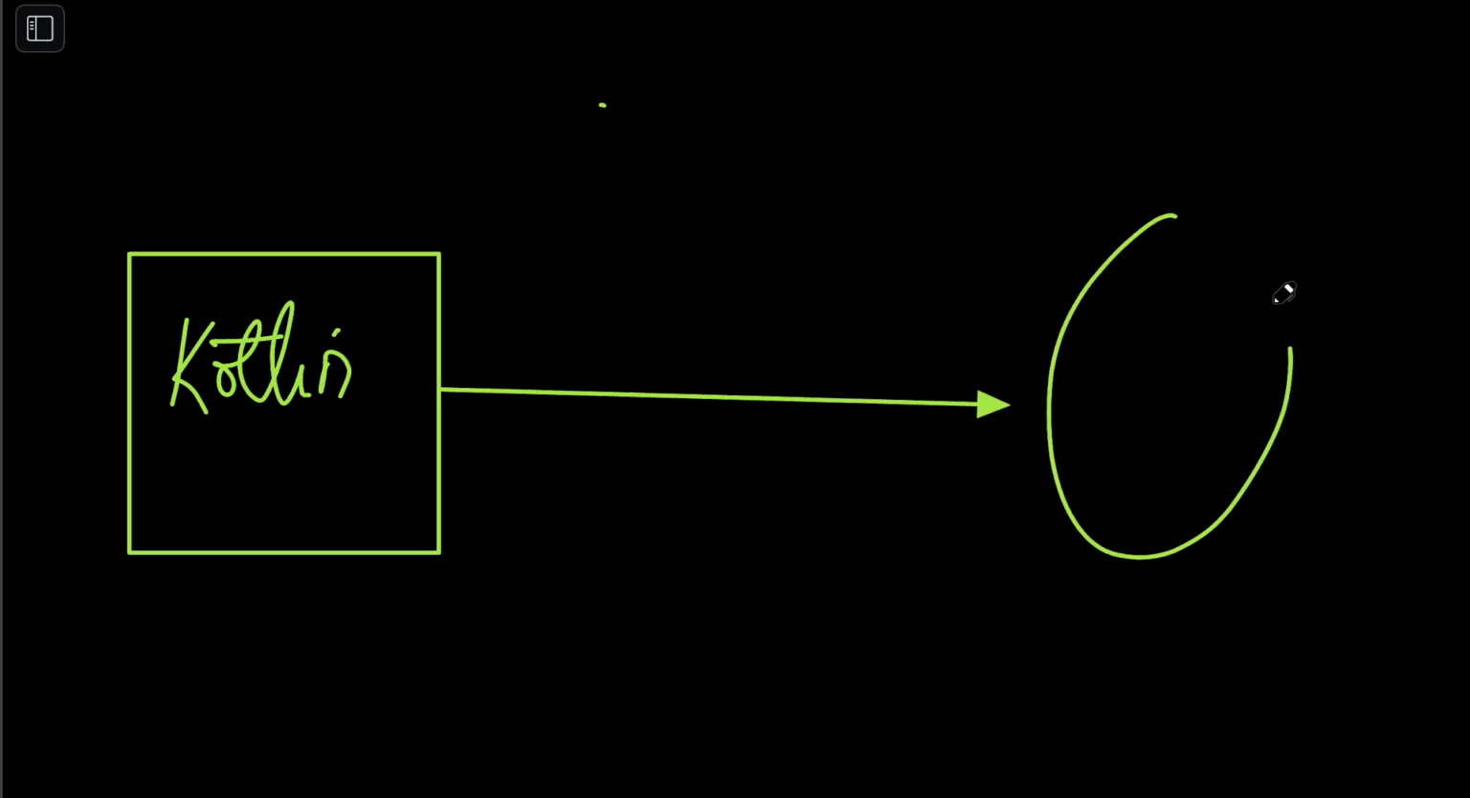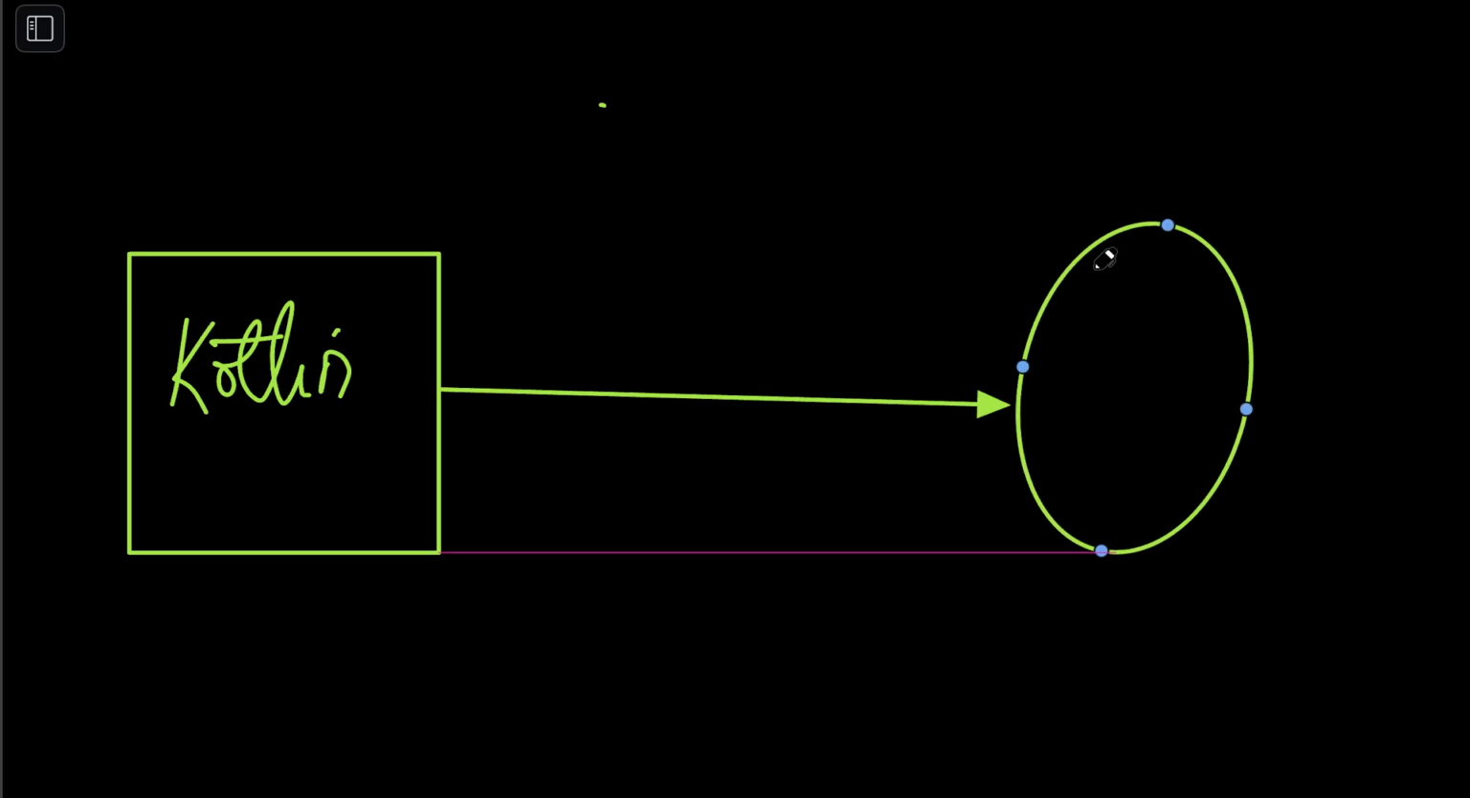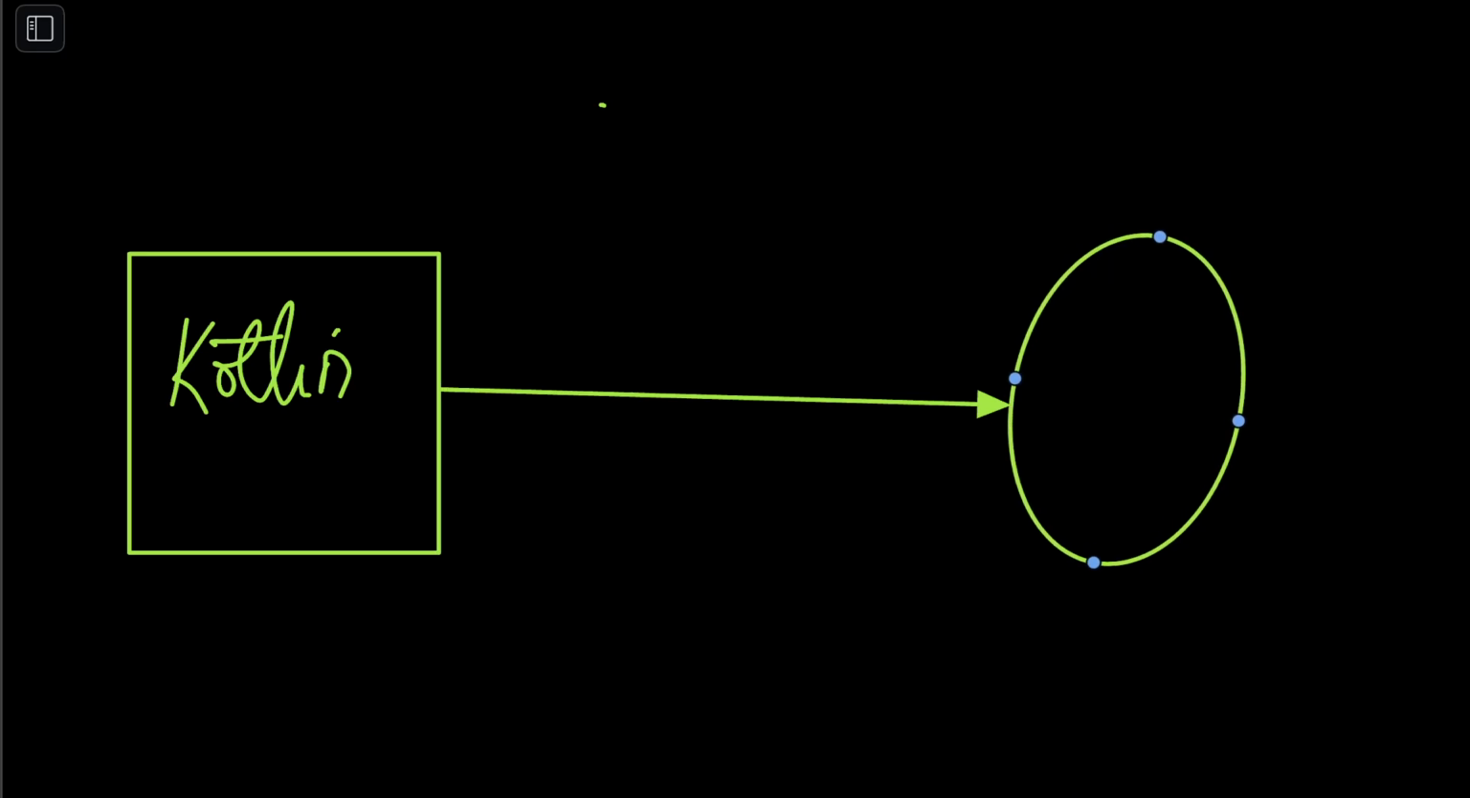So this is the Kotlin code, right? This is our Kotlin, and then this is getting converted to a bytecode, which is what we are going to run here. So that jar file is what we need to run. Now who is running this? JVM will take care of this. So this is what we need to do.